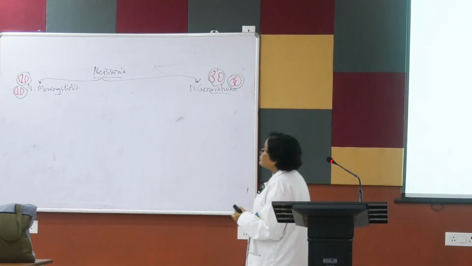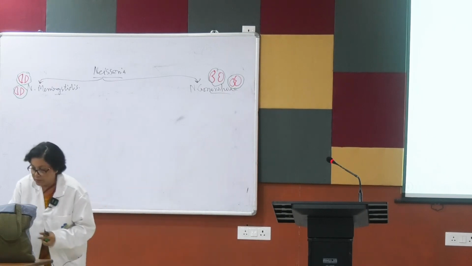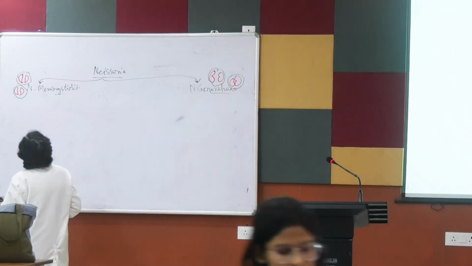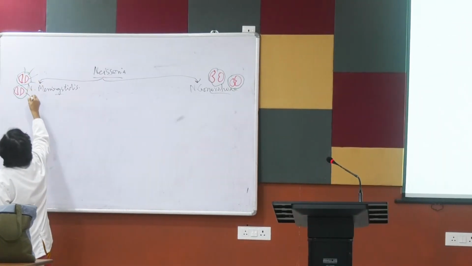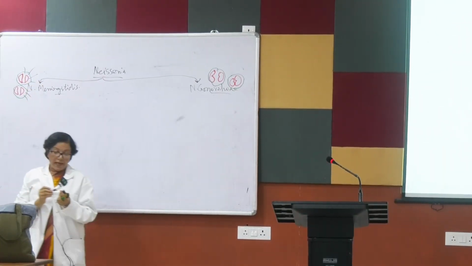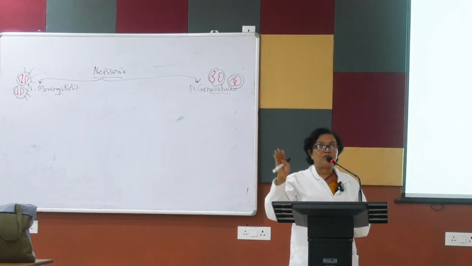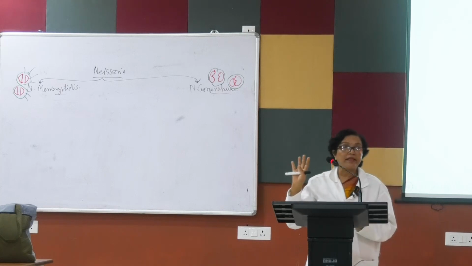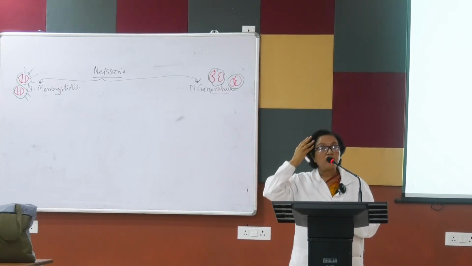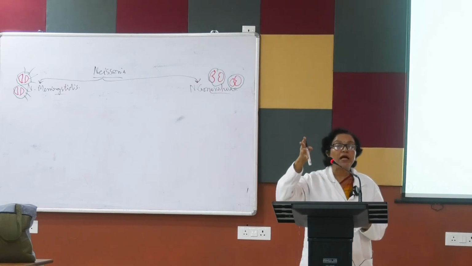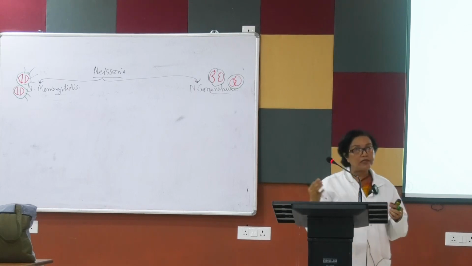And it has pili. Pili is for attachment, by which it can injure the host or it will be fixed to the host cell. First it has to be fixed, then it will multiply.